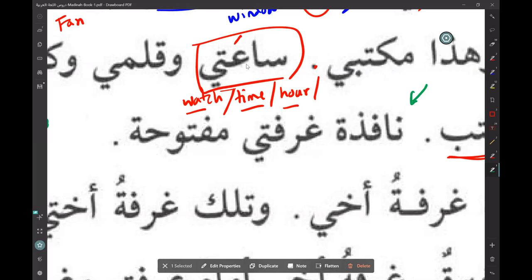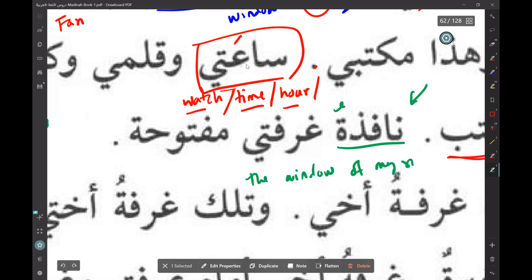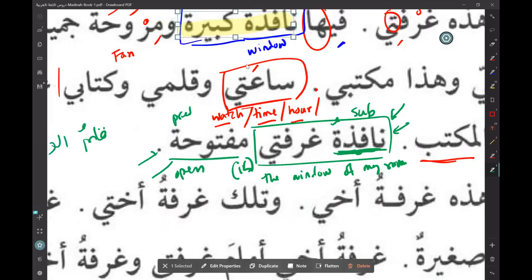It's very simple. Here, the only way you can solve this is nafidatu ghurfati. The window of my room is open. Good. So you read it, nafidatu ghurfati maftuha.